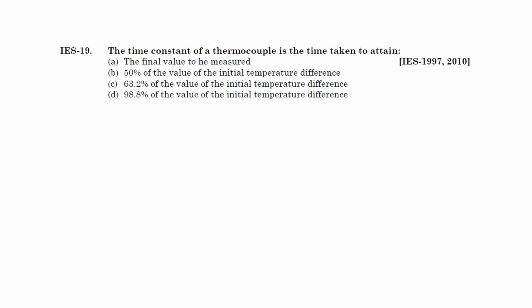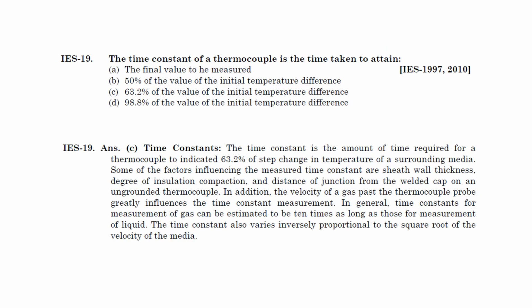Next question. The time constant of a thermocouple is the time taken to attain 50% of the initial temperature difference, 63.2% of the initial temperature difference, or 98.8% of the initial temperature difference. It is actually C, 63.2% of the value of the initial temperature difference. Please read the explanation about the time constant, but the answer is 63.2% of the initial temperature difference.